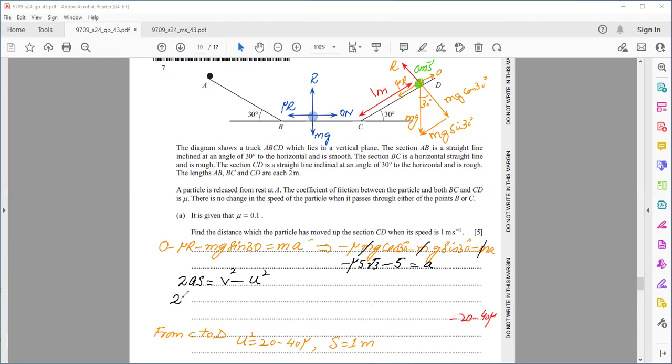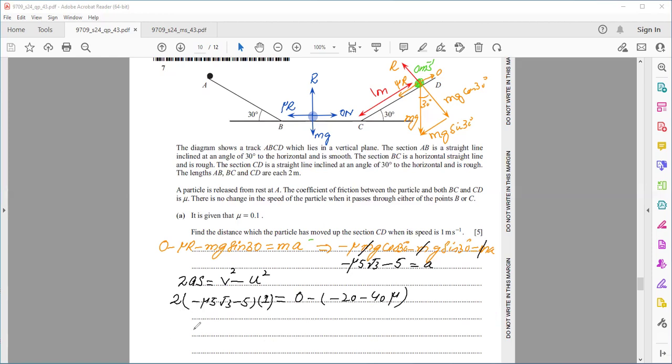So 2 will remain as it is. The value of a is minus mu times 5 under root 3, minus 5. S is given, that is 1 meter. Meter will not be written over here. And then it is equal to v squared, the final velocity is 0 squared, minus 20 minus 40 u. Okay, now beta, you have to just simplify the terms and you will get the value of mu. Please try to calculate. If you have any problem, then tell me, because the remaining time is 4 minutes.